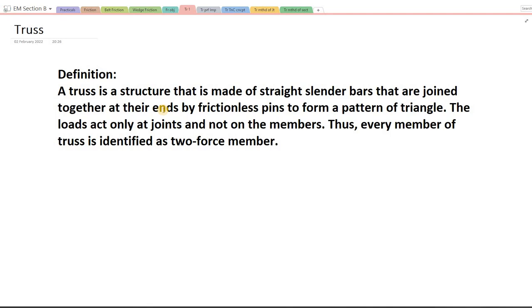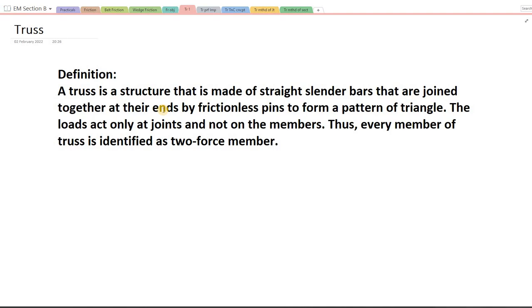So in today's lecture, we are going to see what is a truss. By definition, a truss is a structure that is made up of straight, slender bars that are joined together at their ends by frictionless pins to form a pattern of triangles. That is, when we say that truss is there, the basic formation will be a triangle. Then the loads act only at the joint and not on the member. Thus, every member of truss is identified as a two force member.